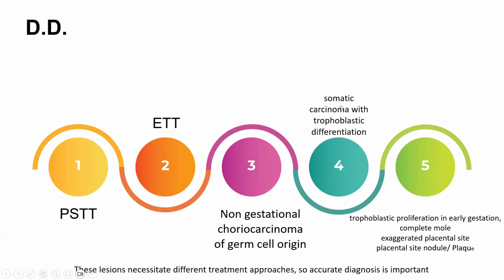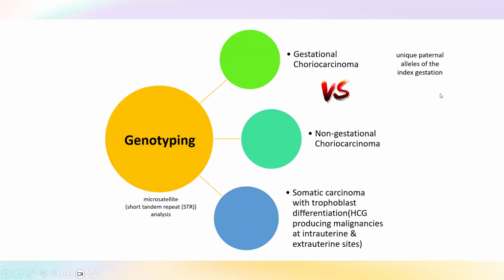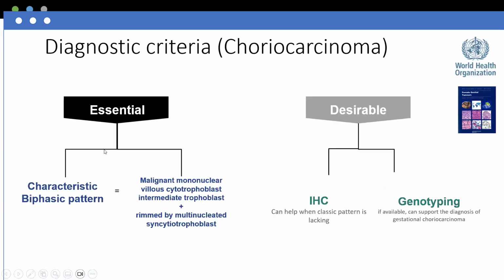analysis. Okay. Again, sometimes we have somatic carcinomas with trophoblastic differentiation, and the microscopic picture can help, and the immunohistochemical distribution can help in determining which. And again, finally, the benign mimics. Okay, that's the genotyping and how important it is in differentiating.